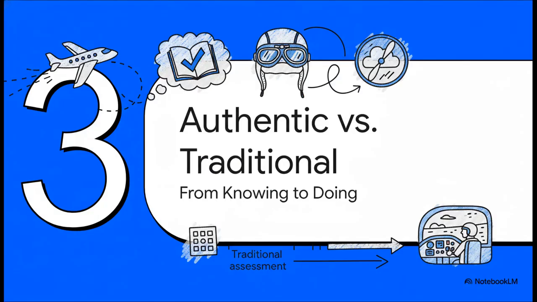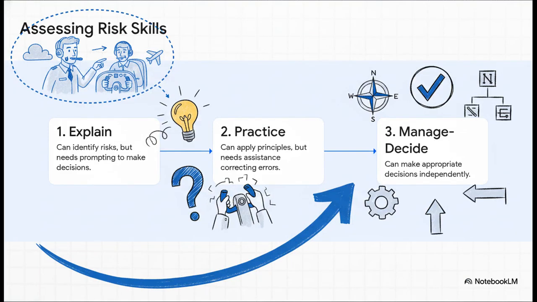Now, while traditional assessment definitely has its place, modern flight instruction puts a huge emphasis on authentic assessment. It's all about getting students ready for the unpredictable reality of flying, not just helping them pass a written exam. So how do you measure something as complex as risk management? Well, this three-step progression from the ACS is a fantastic example of authentic assessment.